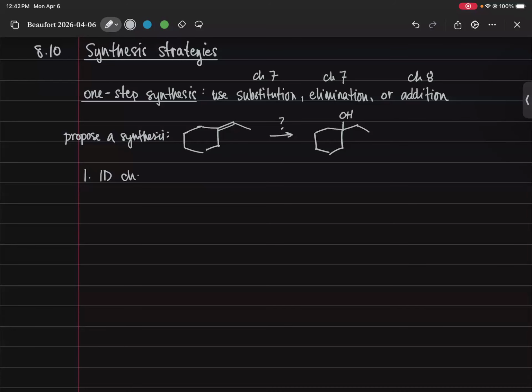First, we want to look at what changes have happened in the molecule. Specifically, look at functional groups. Okay, so in this example, we're going from an alkene to an alcohol. That's the only real thing that's changed.